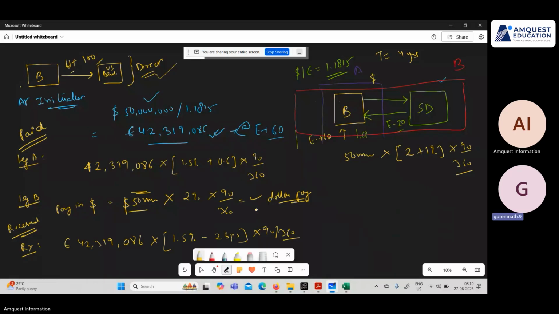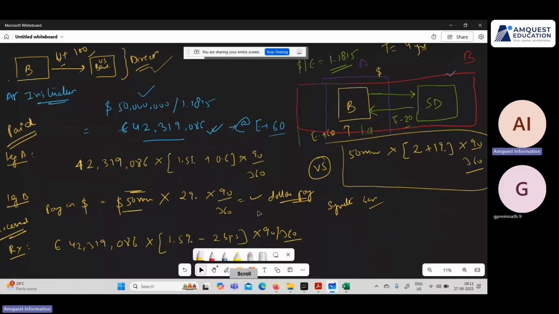Sorry, why are you doing this part? I basically want to gauge how much I would pay if I do it directly versus if I did the synthetic, which one is cheaper for me. No, that makes sense. So this is something that he could have done directly, versus the cost of synthetic borrowing. Let's just do that.